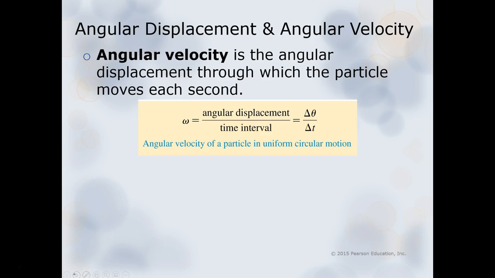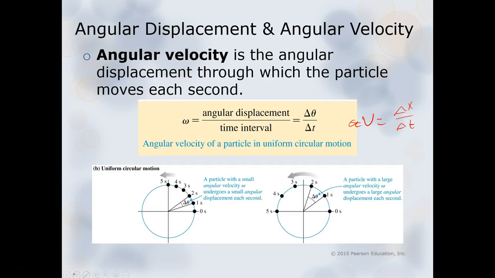So the next thing we're going to talk about is angular velocity, and the angular velocity is basically just the speed at which our angular displacement is changing, in a sense. It's how fast we're moving around in a circle, and it's just going to be equal to delta theta over delta t. It's just like how our normal velocity is delta x over delta t. In this case, it's just delta theta over delta t. It's how much angle we are covering every second, which is kind of cool.